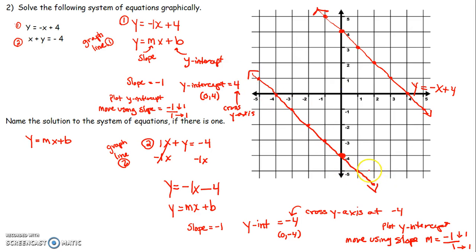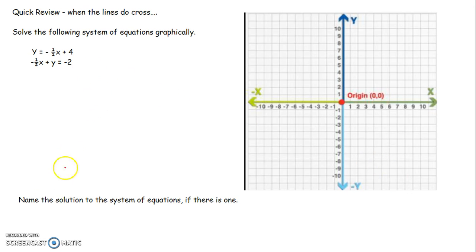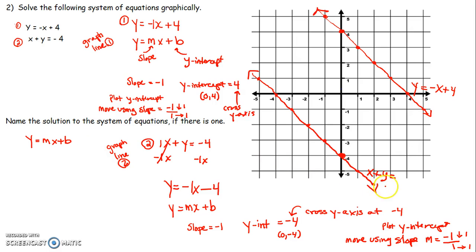So line 2 was, sorry, let me go to the last slide. Oh, x plus y equals -4. Okay, so that's that line. Here's the deal. Hopefully you can tell these lines are parallel. The reason these lines are parallel is they have the same slope. These are parallel lines.